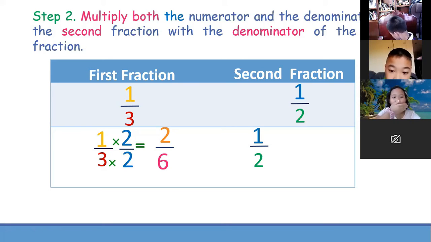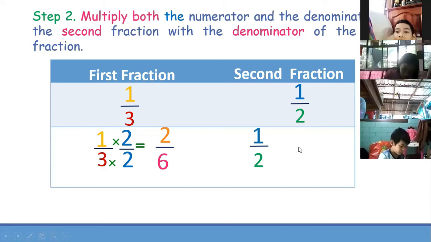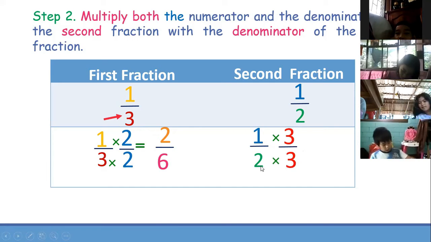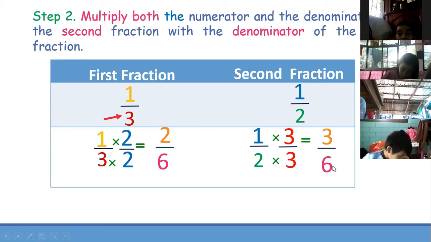Okay, 1/2 multiplied by 3. Very good. Why 3? It is the denominator of the first fraction. So 1 multiplied by 3, and the denominator 2 also multiplied by 3. Okay, so the answer is 1 times 3 equals 3. Very good. 2 times 3 equals 6.